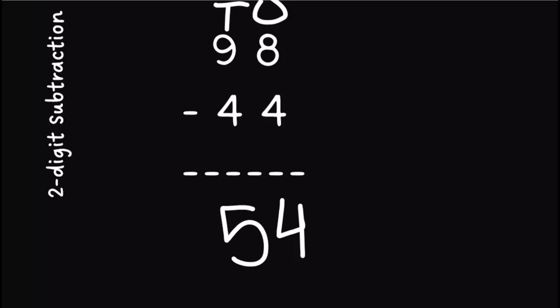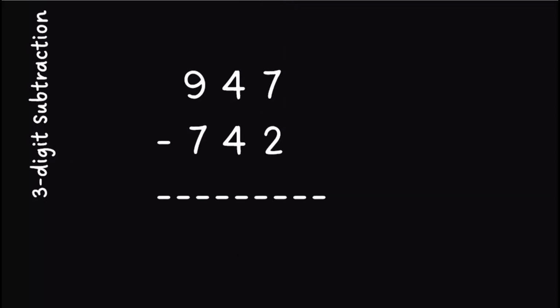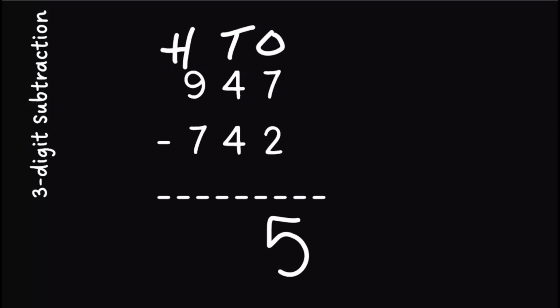Now we will move on towards our next example, that is a 3-digit subtraction. In this example we will again start with ones, then tens, then hundreds. We will follow this pattern to solve these questions. First we will subtract 2 out of 7. So when we subtract 2 out of 7, we will get 5. And then we will solve the tens.